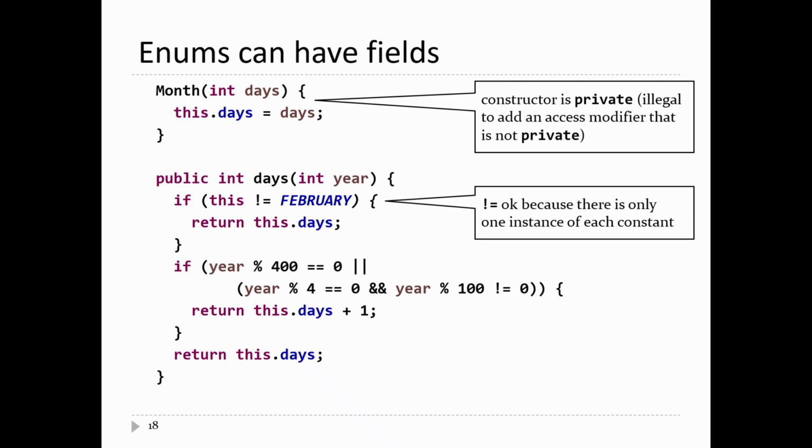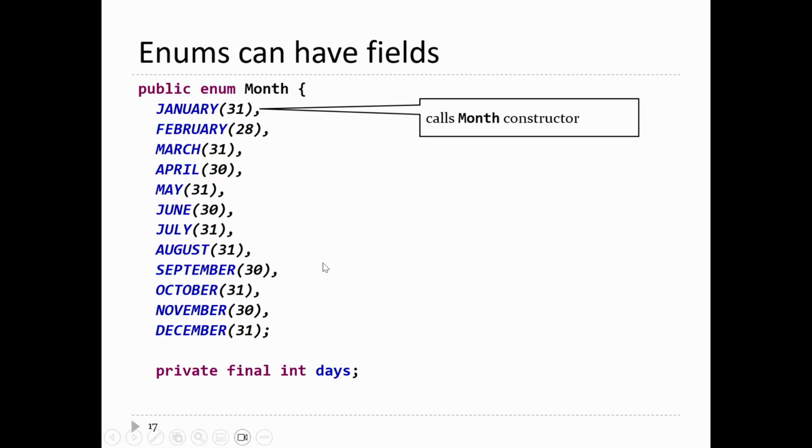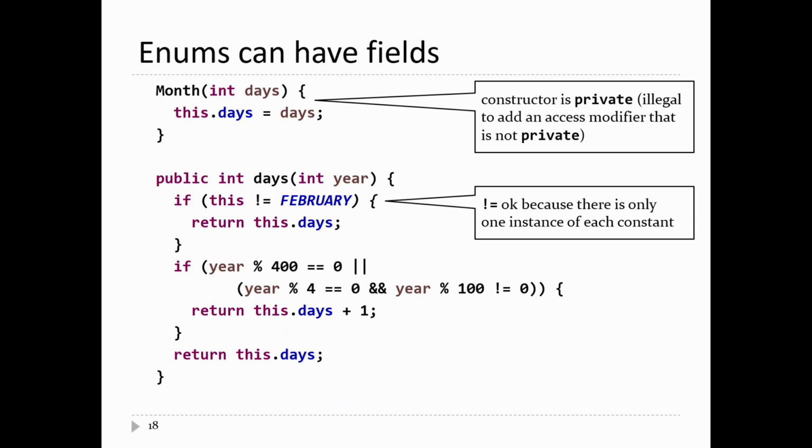Okay, now how do I get access to this field? Or how do I give access to other users of the class? Well, you just provide a method that returns the number of days. Because February has 29 days if it's a leap year, you might consider providing a days method that takes in the year.